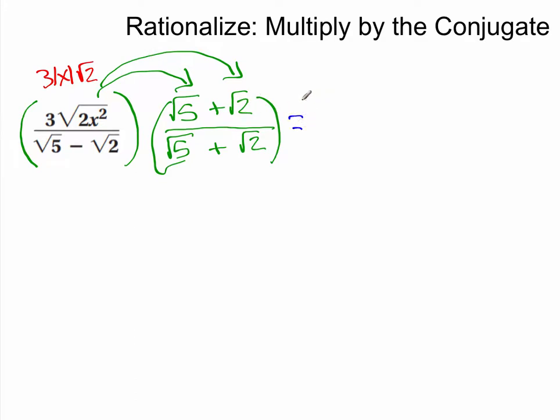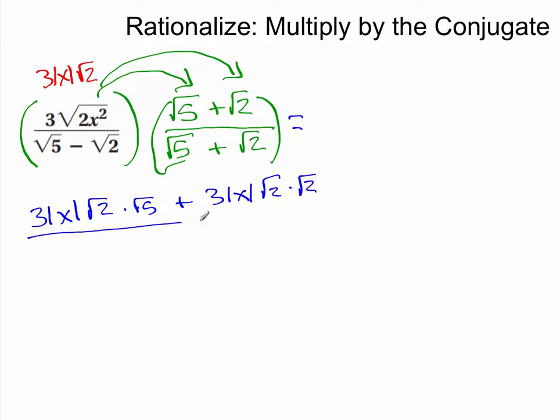And this is going to be 3 times the absolute value of x times the square root of 2 times the square root of 5, plus 3 times the absolute value of x times the square root of 2 times the square root of 2, all over. Now, I'm going to FOIL this out. This is going to be the square root of 5 times the square root of 5 is 5, plus the square root of 10, minus the square root of 10, minus 2.